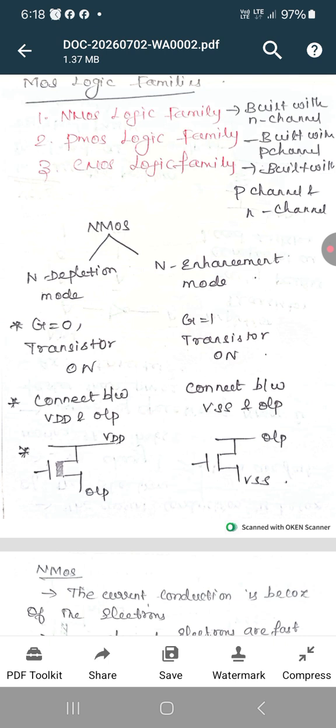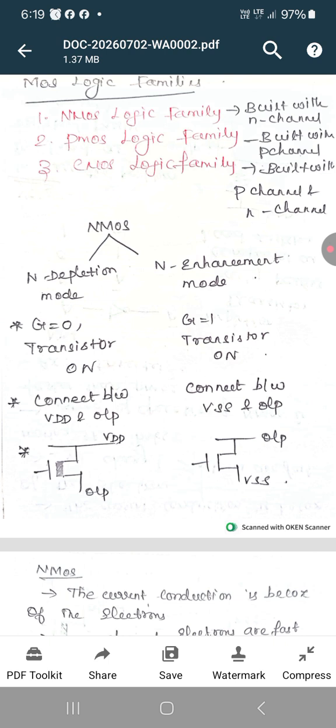Here you see the gate terminal, the input terminal. We do not provide any supply, which represents gate equal to 0. In these conditions, the depletion transistor is on. In enhancement mode, if you provide the supply, the gate terminal equals 1, which means enabling conditions, and the transistor is on. These are the basic differences between depletion and enhancement mode. In depletion mode, the transistor is connected between VDD and the output. In enhancement mode, it is connected between VSS and the output.